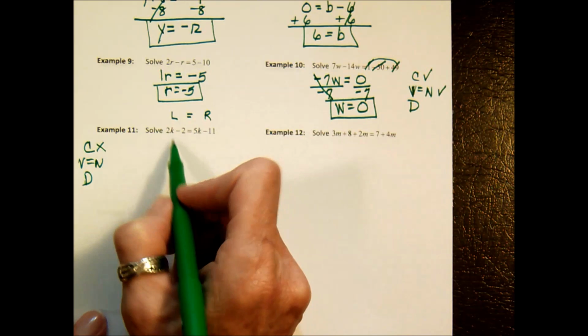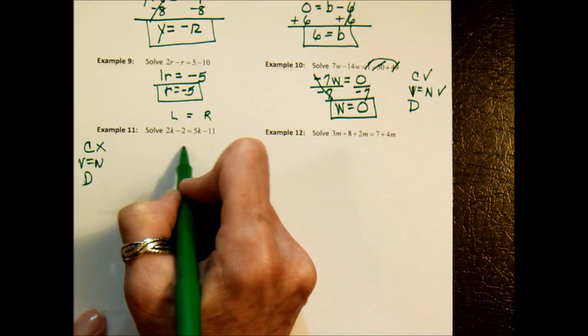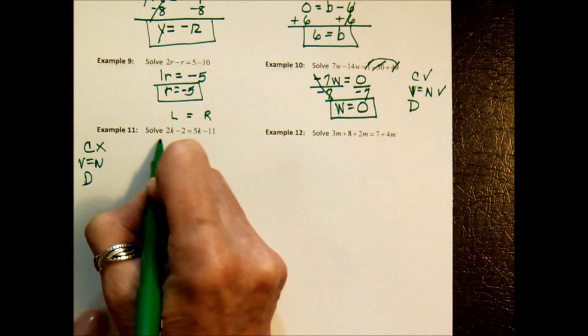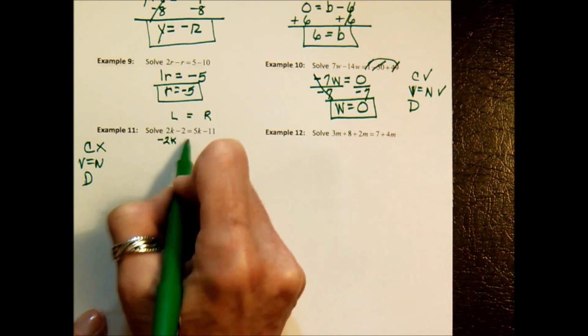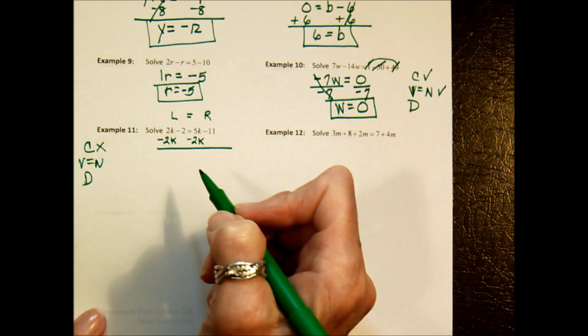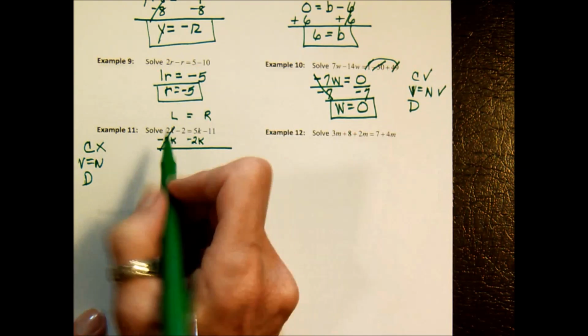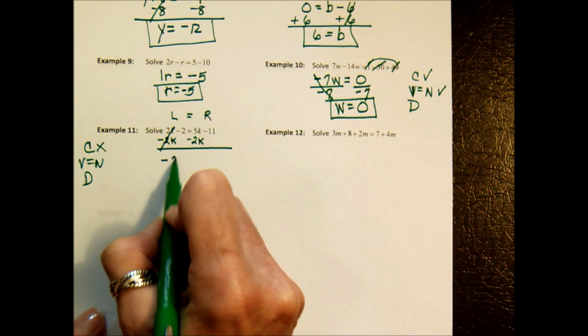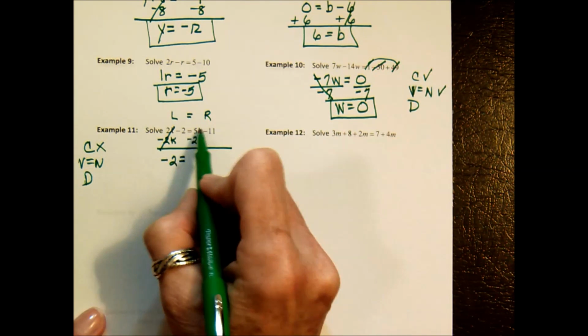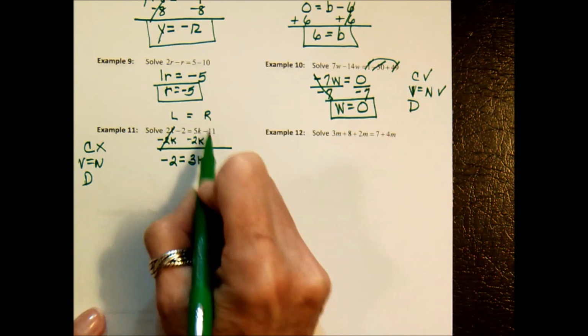So how do I get them together? Well, they're both positive, so I could either subtract a 5k or I could subtract a 2k. I'm going to choose to subtract a 2k. See if you can figure out why. It wouldn't be wrong to do it the other way, but that's what I'm going to do. That makes a 0. What's left here is a -2. 5k take away 2k is 3k minus 11.